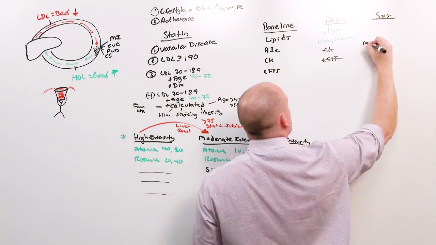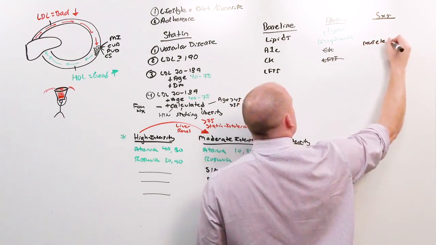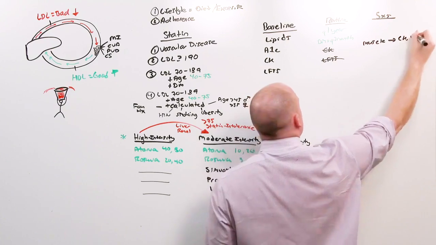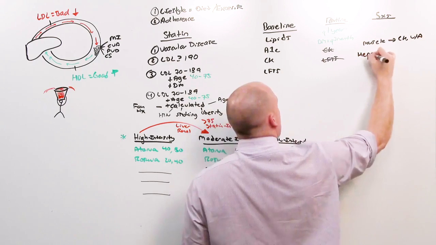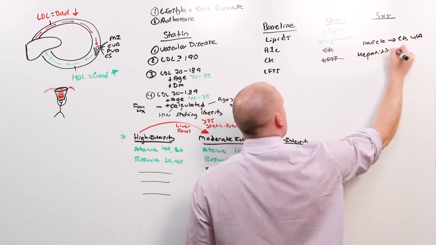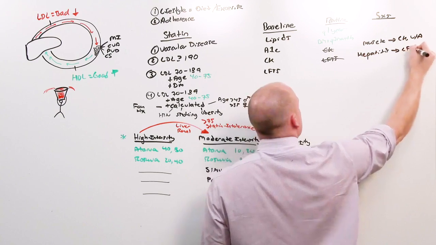If you have muscle soreness, weakness, or muscle pain, check a CK and a UA to make sure you're not getting rhabdo. And if you have hepatitis symptoms, check LFTs.